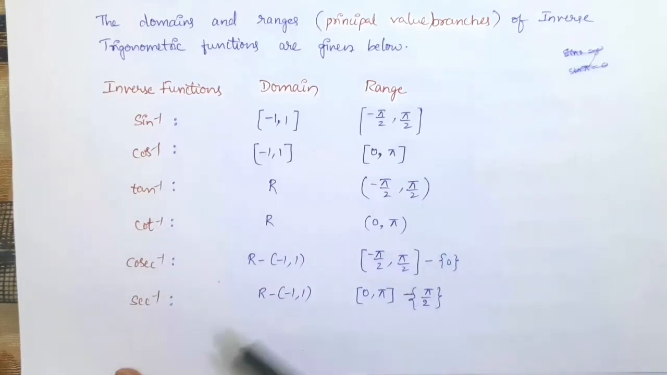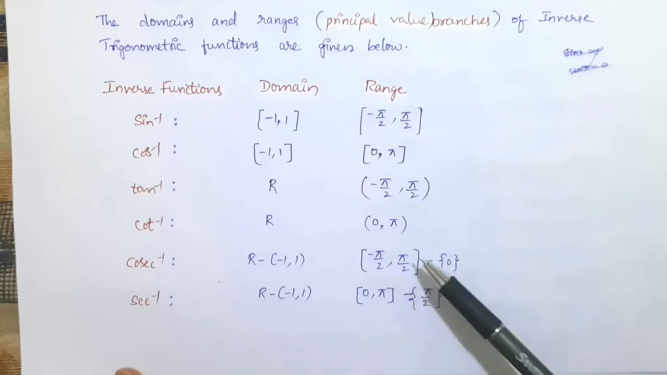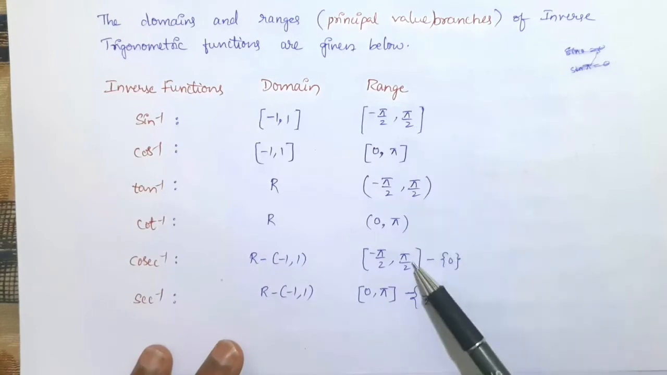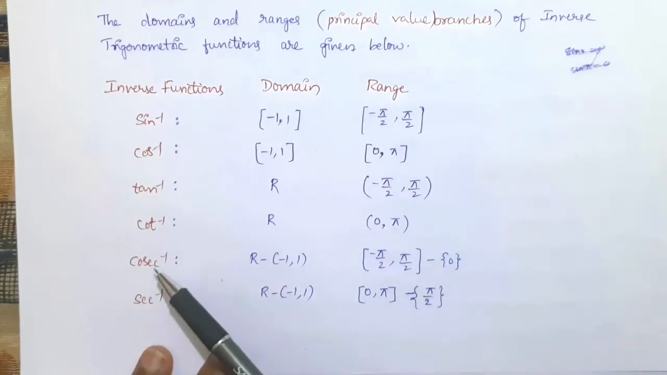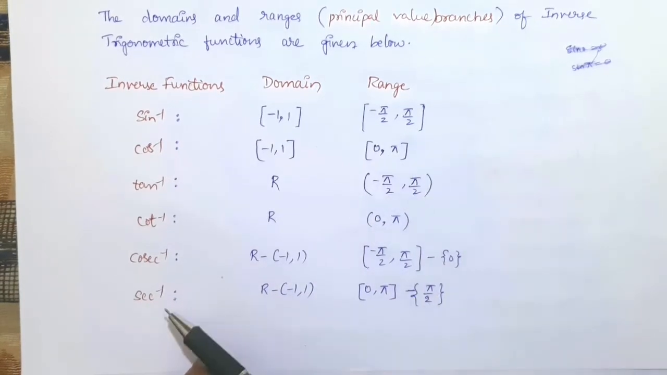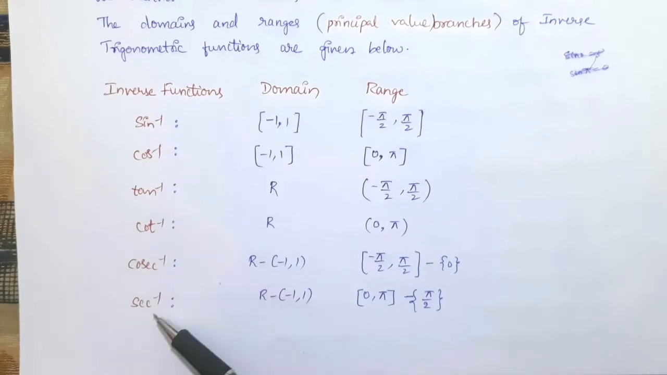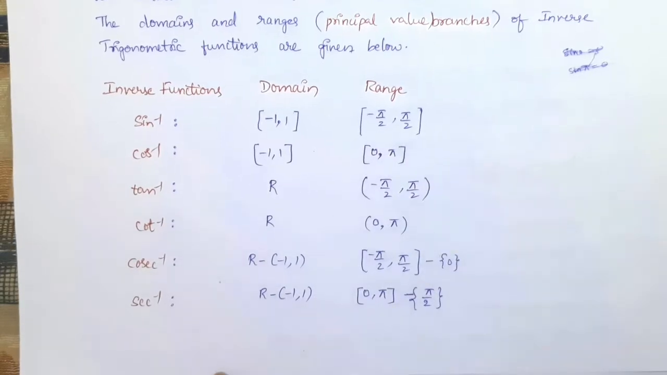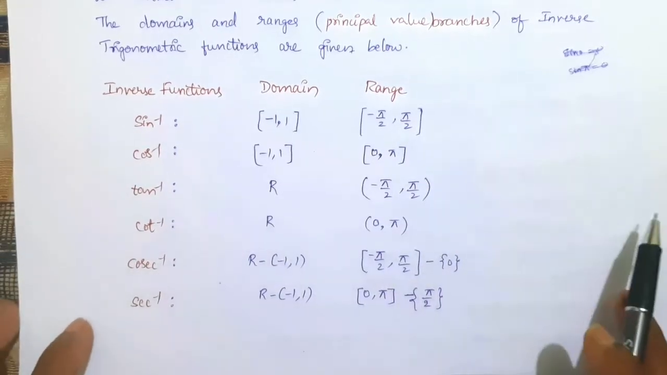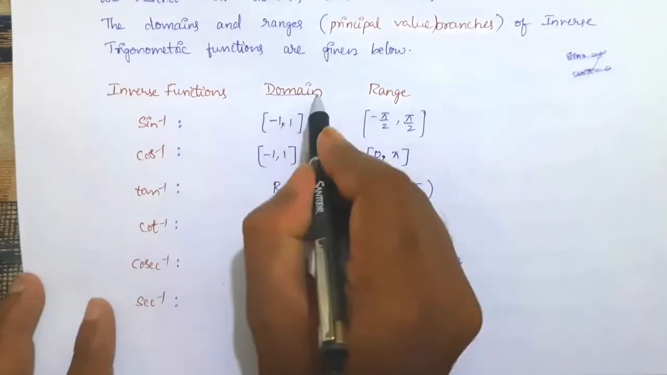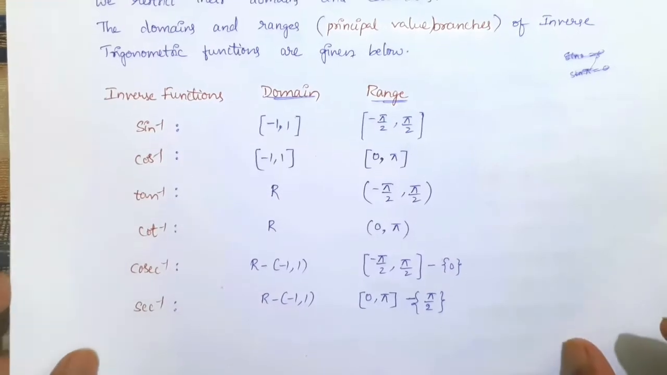For cosecant inverse and secant inverse, the domains are the same. These two are changed. If you observe, the range of cosecant inverse is the range of sine inverse except 0. For secant inverse, the range is that of cos inverse except pi by 2. Why? Because secant is the reciprocal of cos, and cosecant is the reciprocal of sine. Must and should, you need to remember or learn by heart whatever you do, you should remember all these values. Very important: domain and ranges of inverse trigonometric functions.